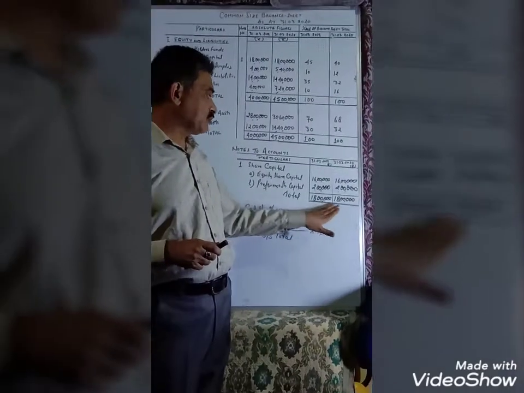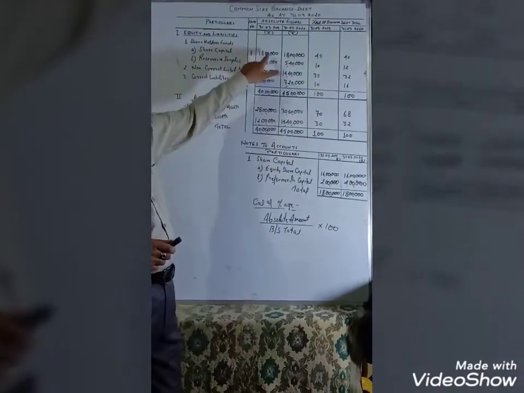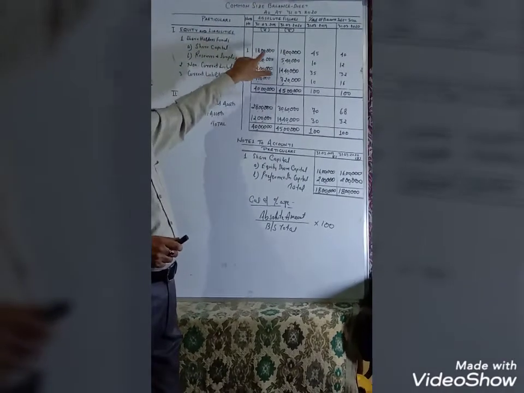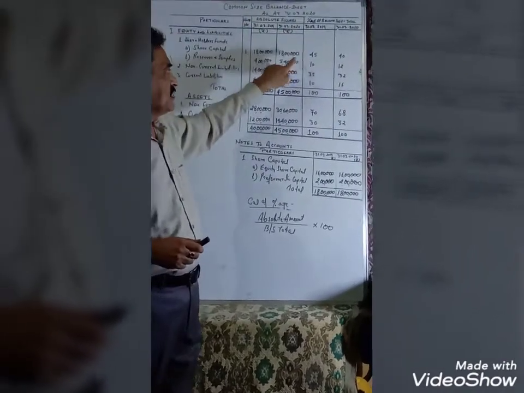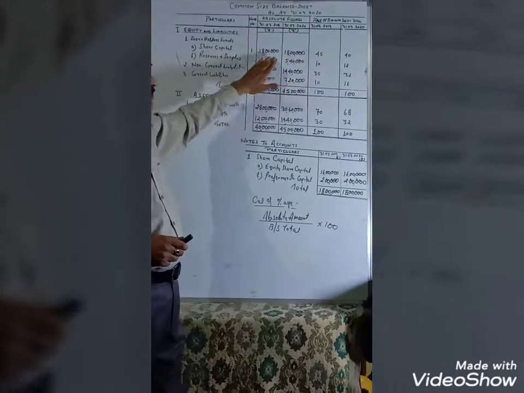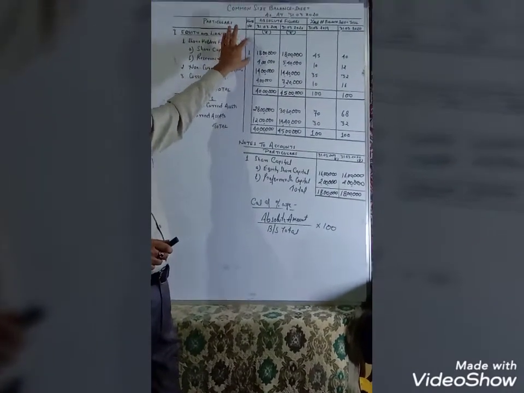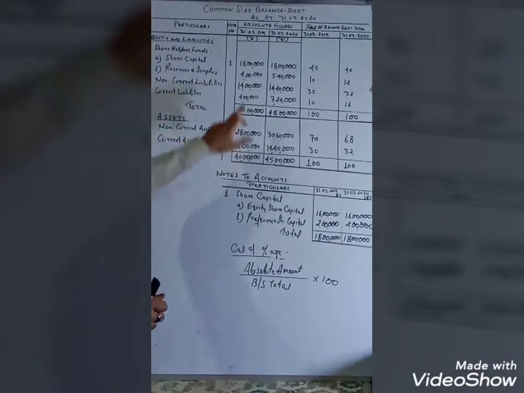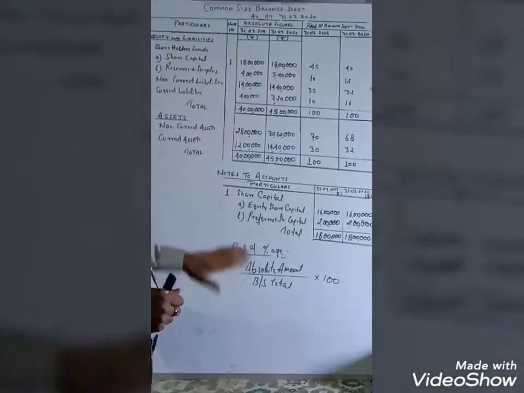Now this sum total of rupees 18 lakh will be shown in the balance sheet. Absolute figures for the year 2019 18 lakh and for the year 2020 18 lakh. This will be shown under note number 1. Second subhead is reserves and surplus. The reserves and surplus are given 4 lakh and 5 lakh 40,000 for the two years. So 4 lakh and 5 lakh 40,000.